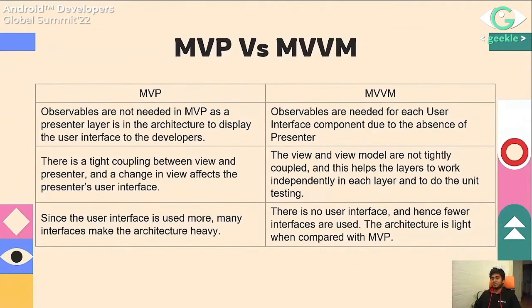In MVP, observables are not needed as the presentation layer in the architecture displays the user interface. In MVVM, observables are needed for each user interface component due to absence of presenter. MVP has a tight coupling between view and presenter, and a change in view affects the presenter's user interface. But in MVVM, the view and the view model are not tightly coupled. In MVP, since the user interface is used more, many interfaces make the architecture heavy. In MVVM, there is no user interface, and hence fewer interfaces are used. The architecture is light when compared with MVP.